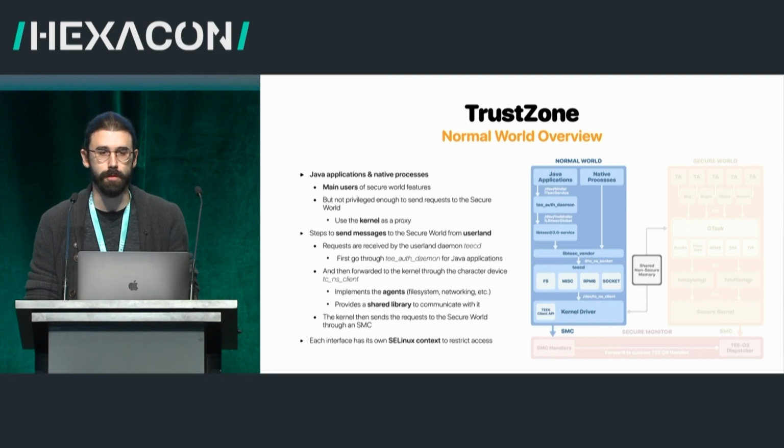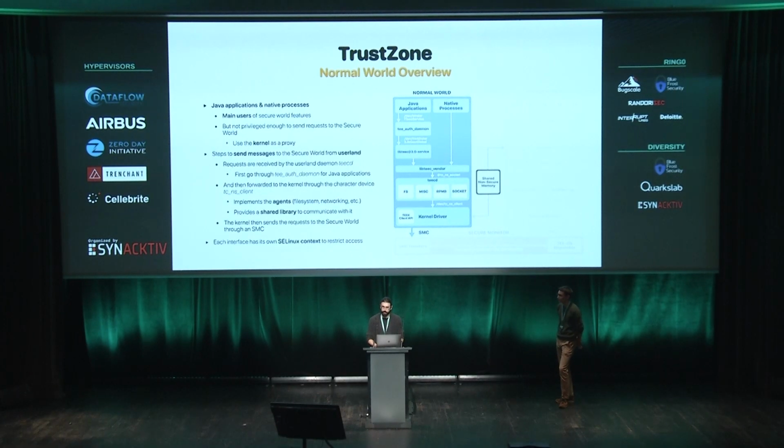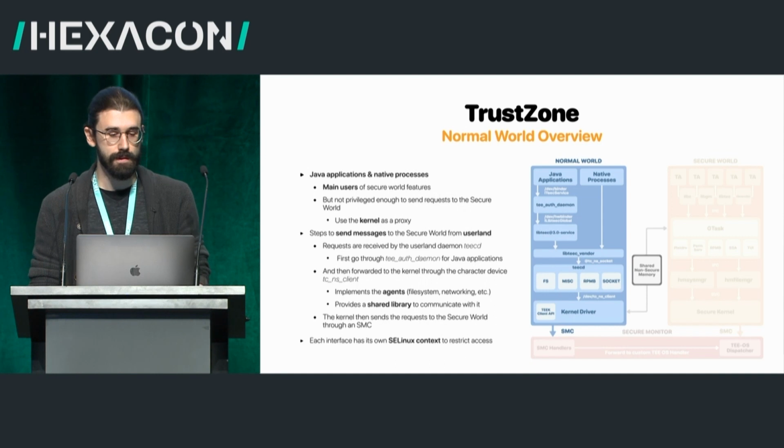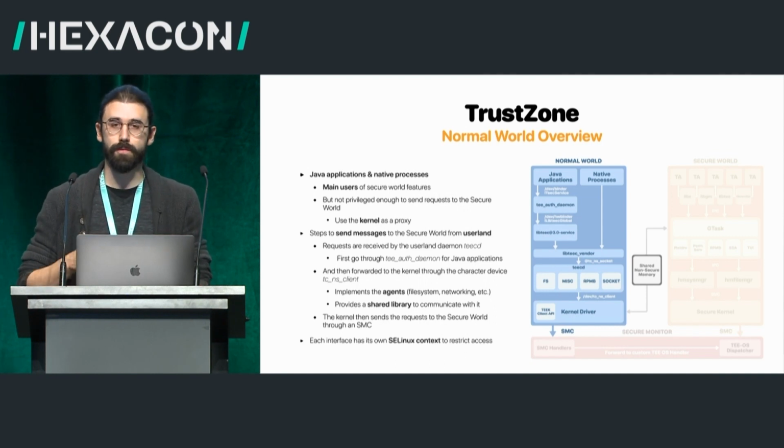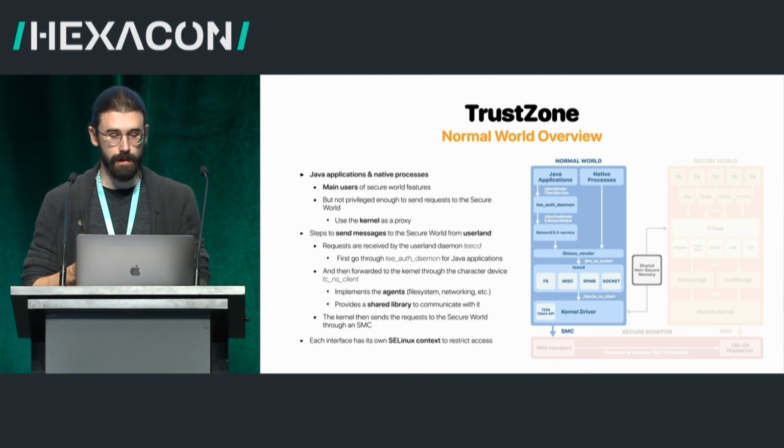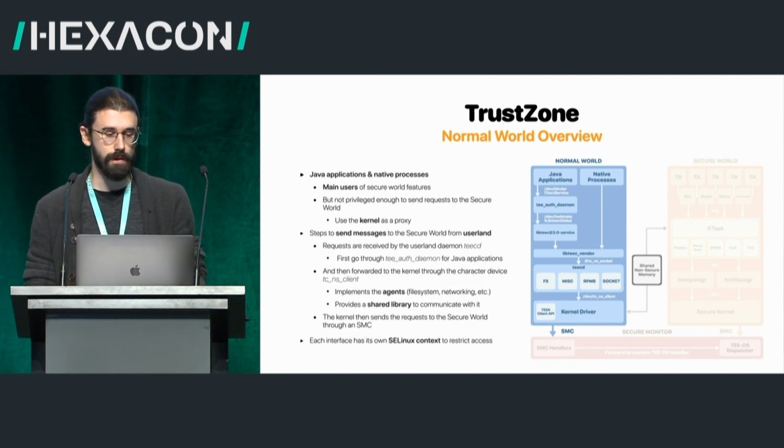So first, let's talk about the normal world. In the normal world, we have Java applications and native processes that are the main users of secure world features. However, because they run in userland, they're not privileged enough to have access to them directly, and they have to go through the kernel. In order to separate privileges, a request coming from userland goes through a chain of different components. First, it is handled by two userland daemons, which are tcd and tauth daemon. Then the request is forwarded to the kernel through a character device, which is called tcns client. And then the kernel receives the input, processes it, and eventually sends it to the secure world through an SMC.